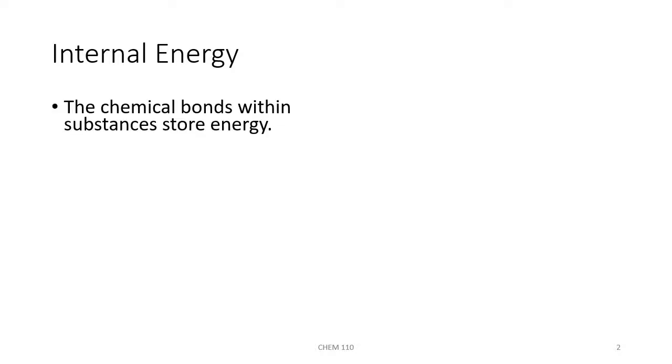To begin our discussion of internal energy, recall that the bonds within chemical substances are storing potential energy between them. When a chemical reaction occurs and reactants are converted into products, the bonds of the reactants must be broken, and that requires energy. Therefore, it's an endothermic process. When new bonds are formed when we make our products, that's an exothermic process, as making new bonds releases energy.